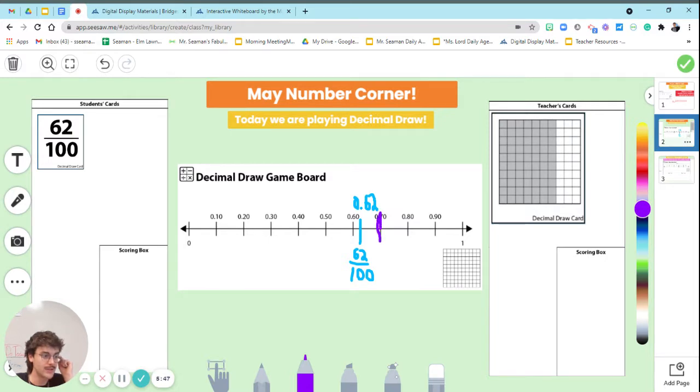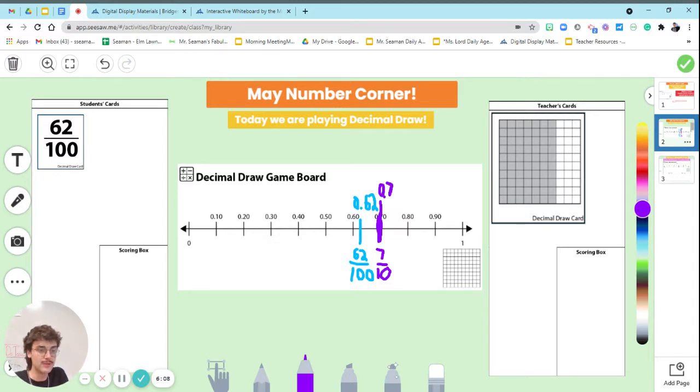And I'm going to make that line as straight as possible. I'm going to write 7 tenths because I could represent it like that, or I could represent it as 70 hundredths. And then the decimal is going to be 0 and 7 tenths.